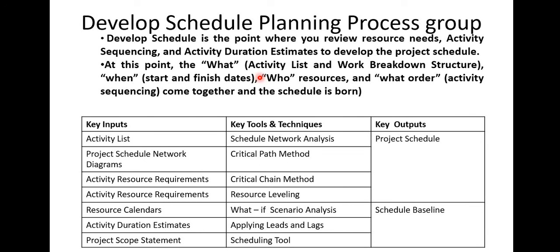After all of that is done, the next thing is to develop schedule. Develop schedule is the point where you review resources needed. You look at the activity sequencing, you look at the activity duration estimate, and develop the project schedule. At this point, the what, that is the activity list and work breakdown structure, the when, the start and finish dates, the who, resources, and in what order, activity sequencing, come together and the schedule is born.